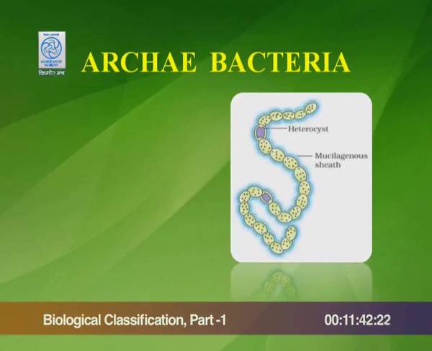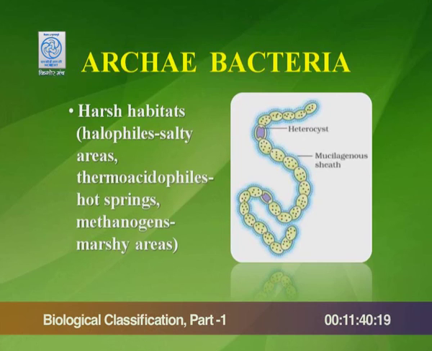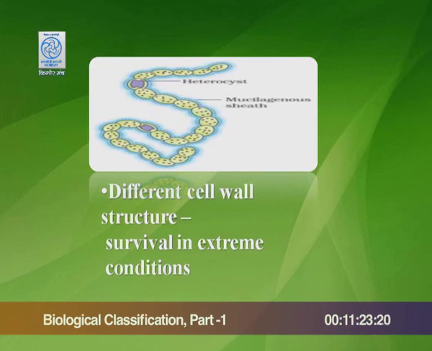A vast majority are heterotrophs. It includes archaebacteria and eubacteria. Archaebacteria are found in harsh habitats. They are halophiles, found in salty areas; thermoacidophiles, that is in hot springs; and methanogens in marshy areas. They have different cell wall structure which helps their survival in extreme conditions.